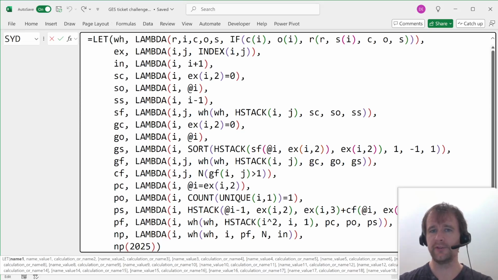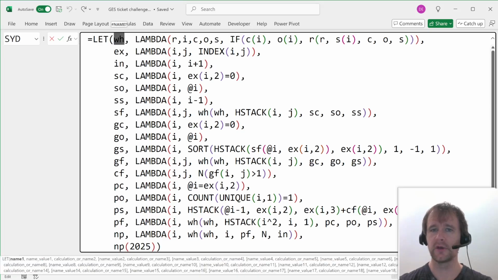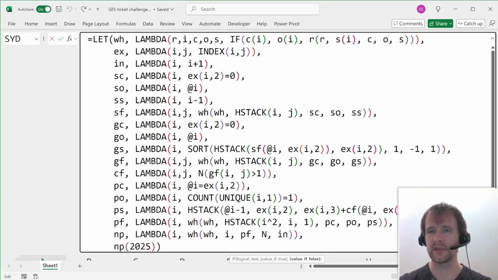We're saying if some condition is met, a condition that's a function of the input, then give us an output that's again a function of the input. Otherwise, make a recursive call, which in the actual use is going to be a recursive call back to the same WH function with the same R, the same C, the same O, the same S, but with some S function applied to this I.